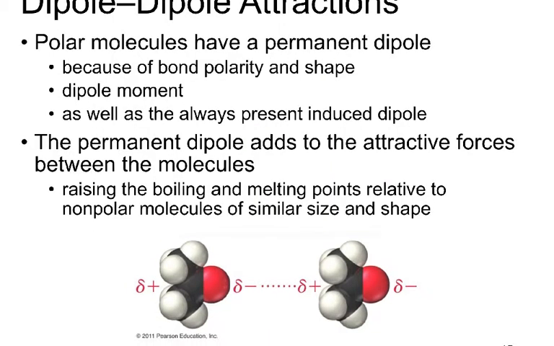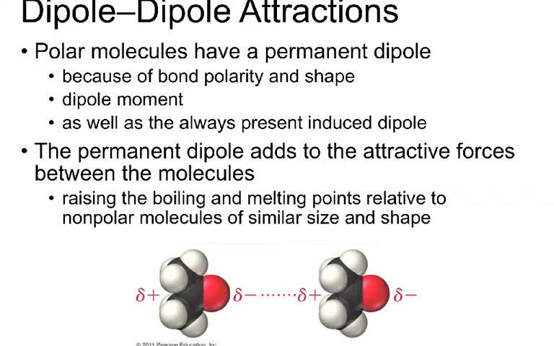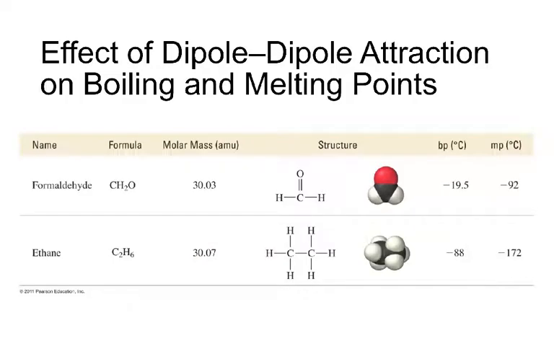Now, dipole-dipole attractions. We're moving on to our next category. Polar molecules have a permanent dipole. They also have dispersion forces, but in addition, there are dipole-dipole attractions. Because of that permanent dipole, it's going to add to the attractive forces because there's always a negative end and a positive end causing this dipole-dipole attraction. So the boiling points of polar molecules are going to be higher than the boiling points of nonpolar molecules.